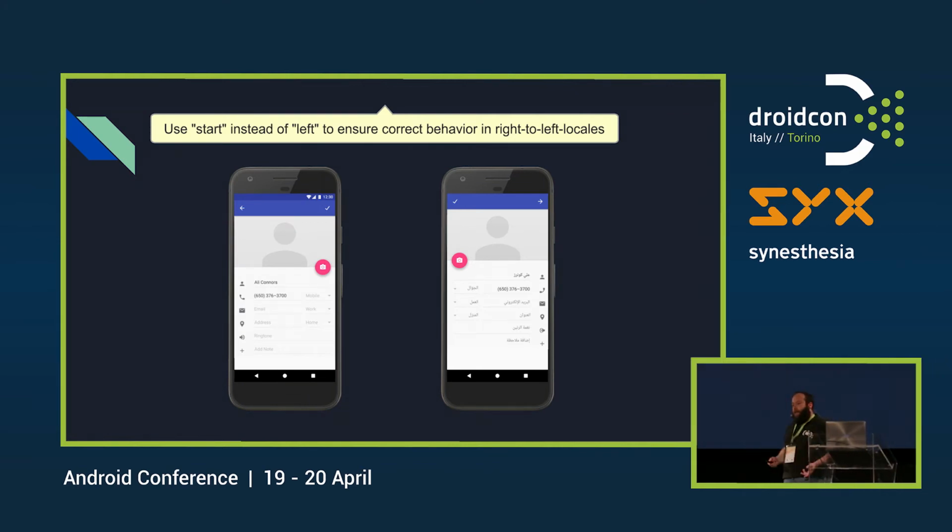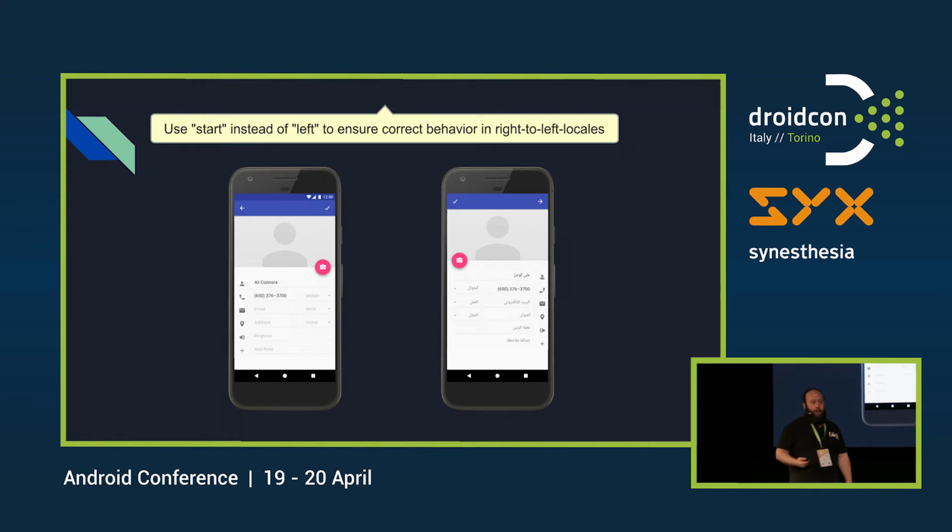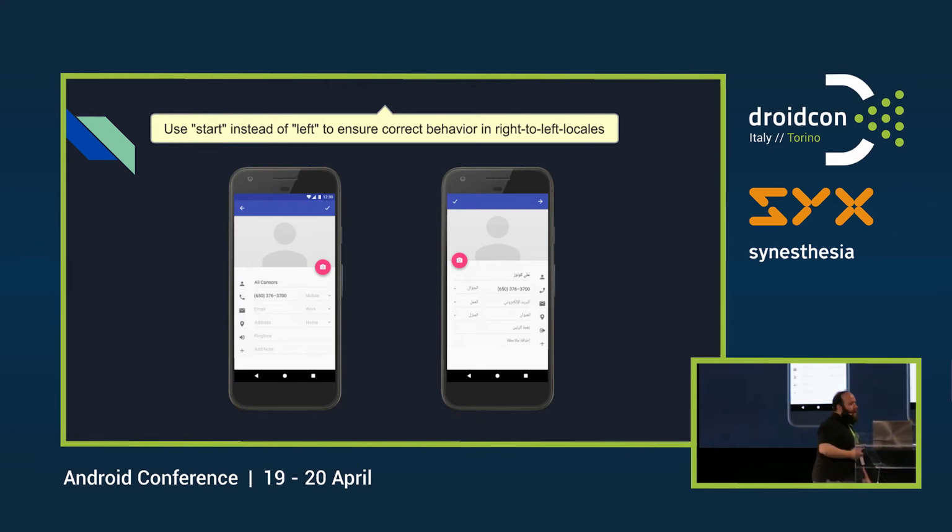Also, another silly warning is this. You should use start, not left, and end, not right. Everyone has seen this warning too? Because we are used to seeing the application in this way. We have the back button on the left side, the icons on the left side, but if you change point of view, some users, for example in Arabic countries, see the application in the opposite way.